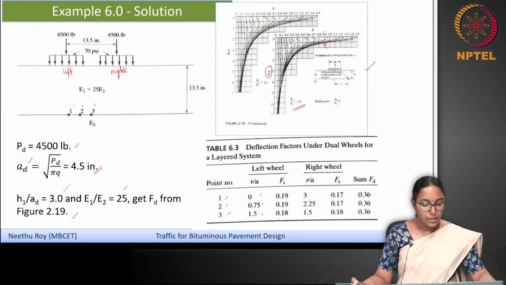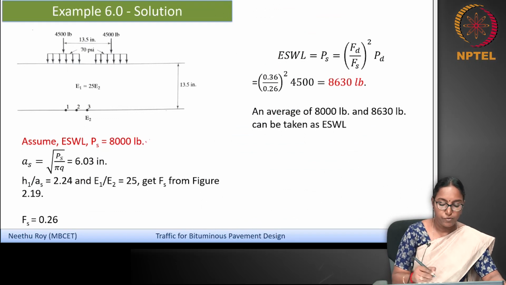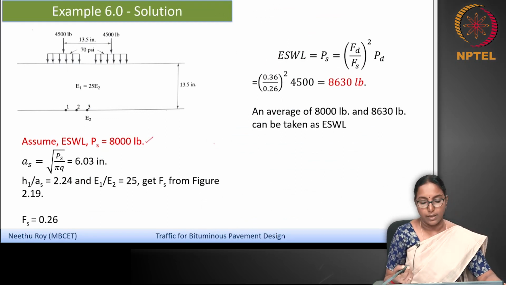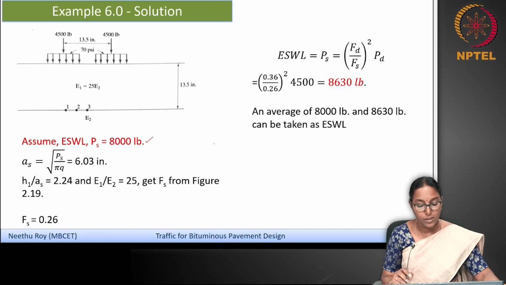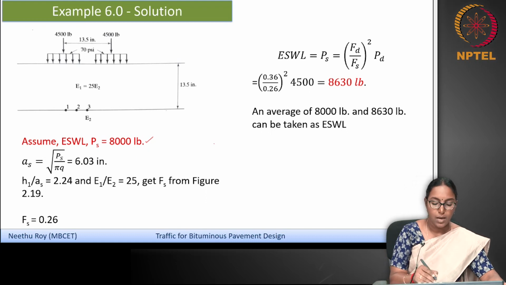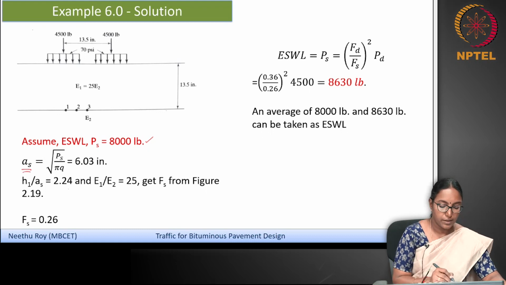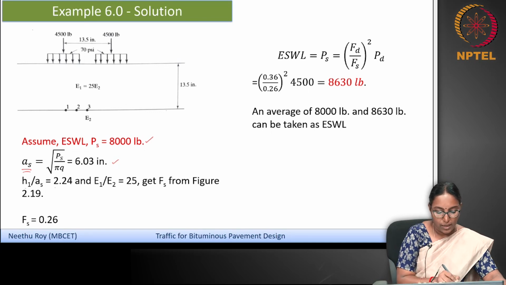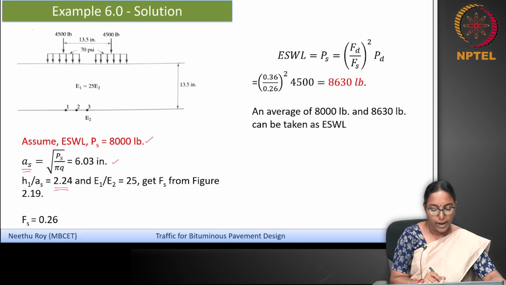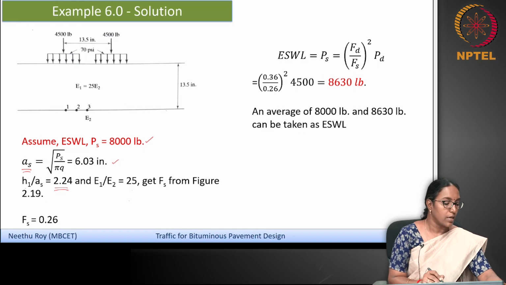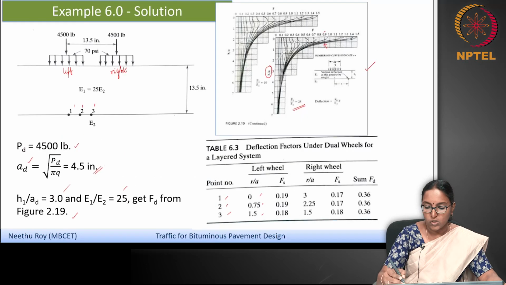So what you do is assume an equivalent single wheel load of 8,000 pounds. Since the total load is 9,000 pounds, we assume that the equivalent single wheel load is 8,000 pounds. Now if the load is 8,000 pounds, then its radius of contact is root of PS by pi Q, which is 6.03 inch. Now you can note H1 by AS, which is 2.24, and E1 by E2 of 25. You can get the FS value from this chart.